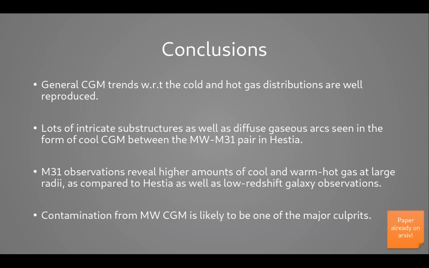Just to sum things up, the Hestia Andromeda analogs have cool and hot gas profiles similar to those from low-redshift galaxy studies. However, they are at tension with the corresponding results from the Project AMIGA survey. If we include Milky Way gas, then in 2 out of 3 simulations, we are also able to reproduce increased column densities as seen in Project AMIGA.